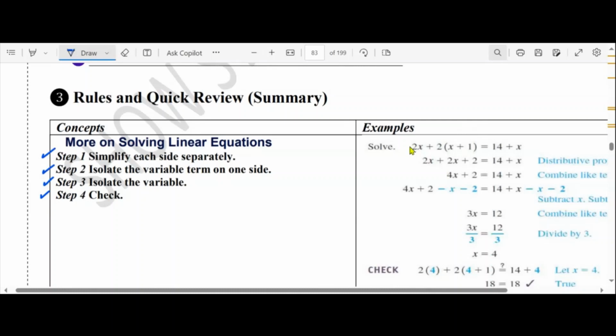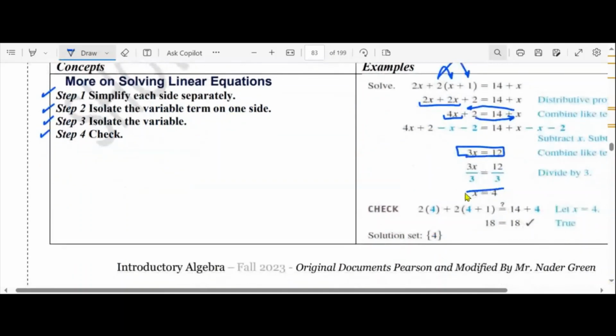So I have here the equation: 2x plus 2 open parenthesis x plus 1 close parenthesis equals what? 14 plus x. Now what's the first thing you should do? Distribute, correct? So let's distribute the 2. So you get 2x plus 2. After this, I'm going to combine like terms. 2x plus 2x is going to give you what? 4x. Now I'm going to move the x to one side and the number to the right side. So you get 3x equals what? 12. Divide by 3 on both sides, and the answer is what?